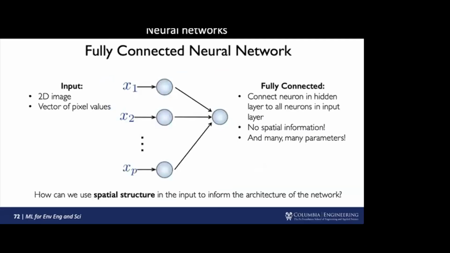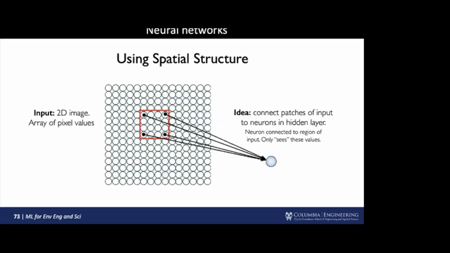Okay, so in a fully connected network, the input image is treated as a vector of pixel values. Each pixel becomes one input feature. Every neuron in the hidden layer is connected to all input pixels, as is shown here. This means the network has no notion of spatial structure. Neighboring pixels and distant pixels are treated the same, right? It also leads to a very large number of parameters, which makes the model inefficient and prone to overfitting. These limitations motivate the use of convolutional neural networks, which exploit spatial structure, like shown here.